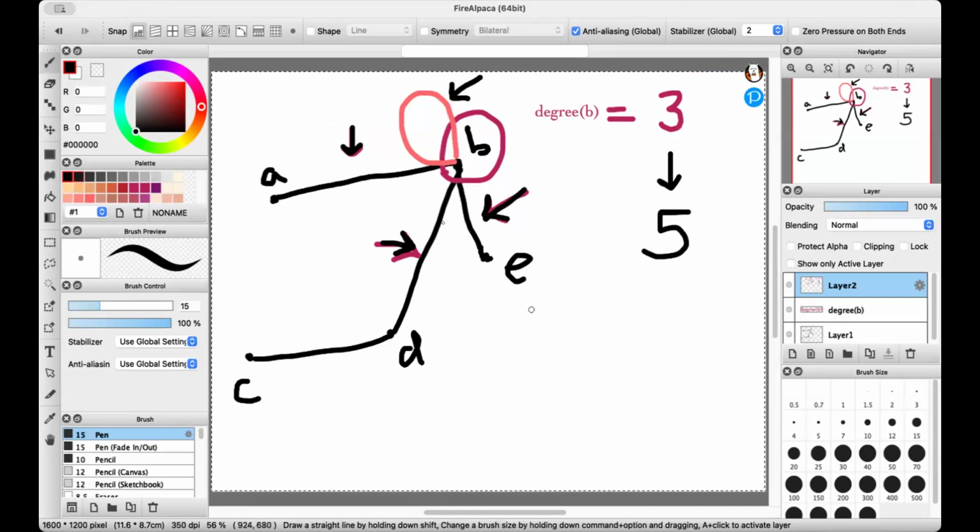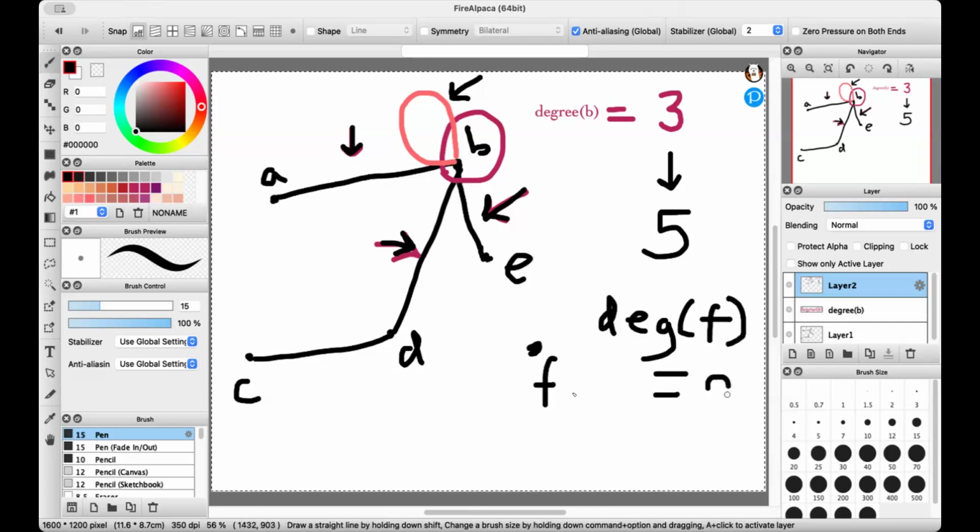If the degree of a vertex is 0, let's say I add another vertex to this graph and call it F. The degree of F is 0. That means it's isolated from the rest of the graph because there are no edges coming out of it to connect it to any other vertex, right?